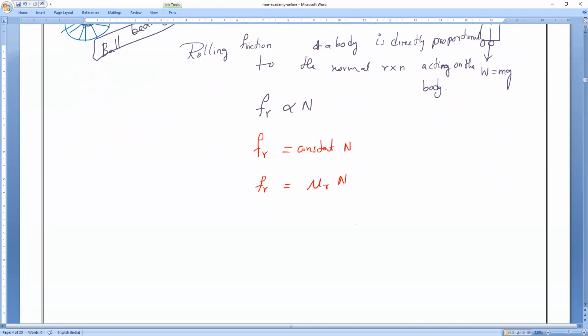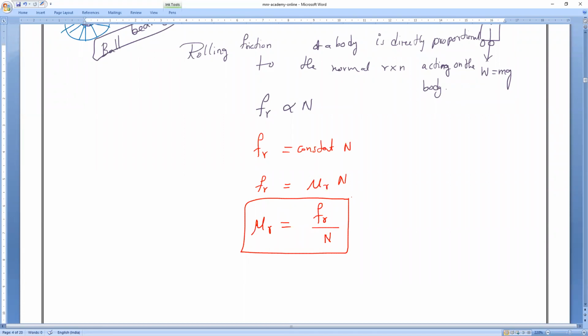Suppose you want to find mu_R, how to find it? Mu_R is equal to rolling friction divided by normal reaction, F_R by N. Okay, everybody? All of you understand? Yes, sir. You have to remember it. Anybody having doubt, you can ask me.